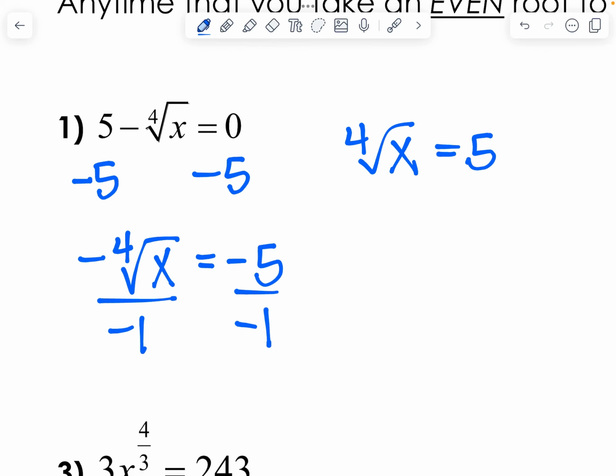In order to cancel a radical, we use an exponent. So I'm going to put both sides to that 4th power. The 4th power cancels the 4th root, and we'll get x equals, you would punch this into Desmos, 5 to the 4th power is 625.